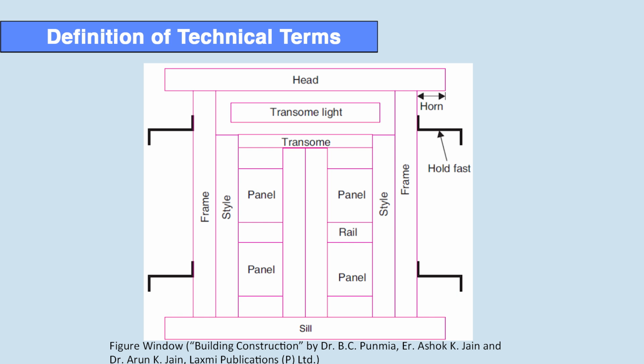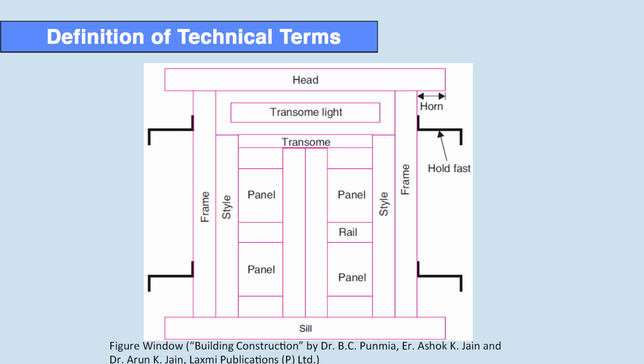Next one is intermediate or cross rail. An additional horizontal rail fixed between the top and bottom rail of a shutter is known as intermediate or cross rail. A rail positioned between the top rail and the lock rail is referred to as frieze rail. Next important point is panel. The area of a shutter enclosed between adjacent rails is known as panel of a shutter.